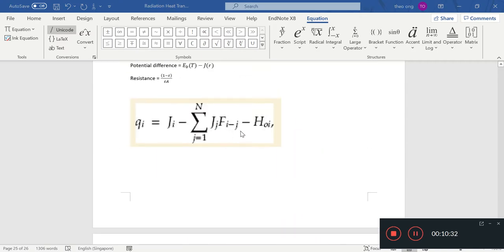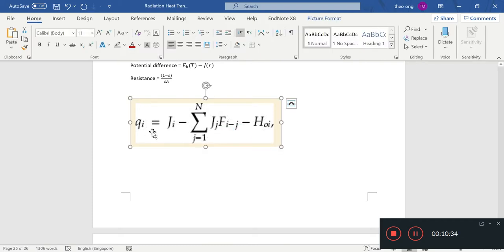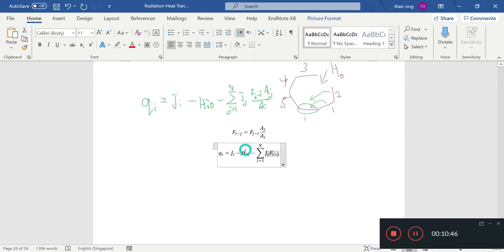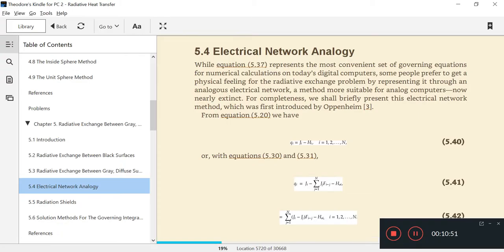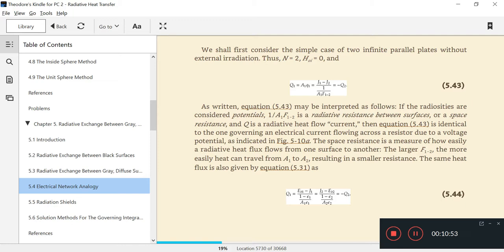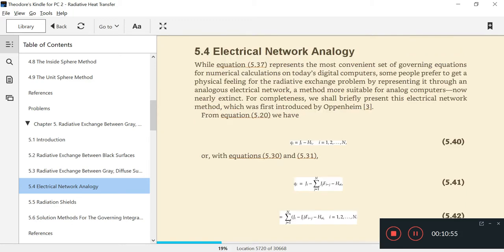So this is where this equation has come from. So Q_I equals J_I minus the sum of F_I to J times J_J, this summation term here, minus H_I naught. So that's the contribution from the externals. That's all this equation is telling us. Okay. So let's put this equation to use. I've just explained equation 5.41.